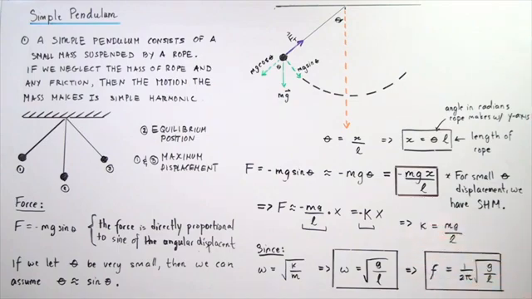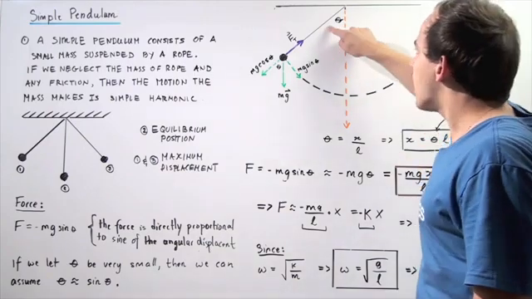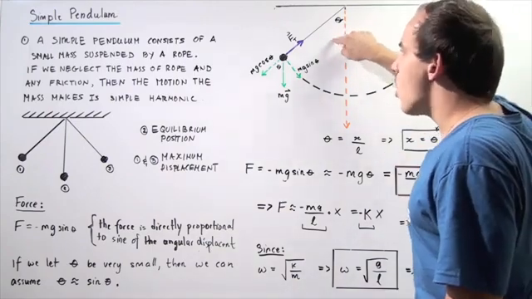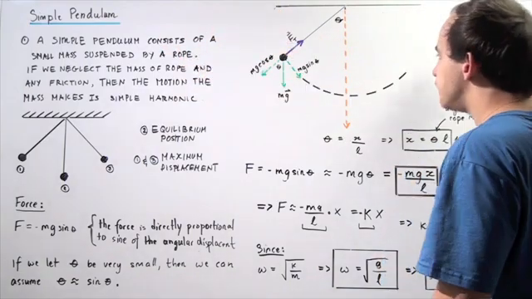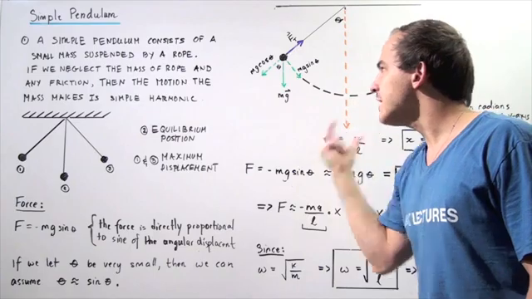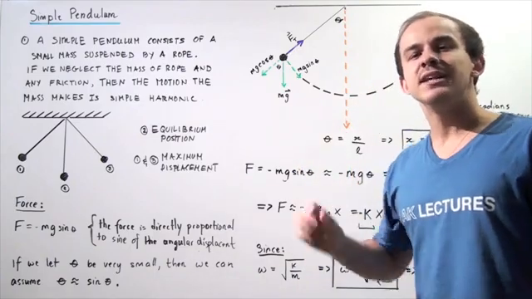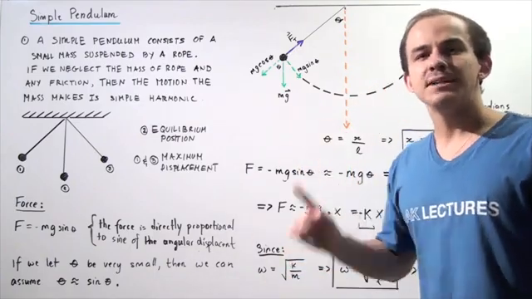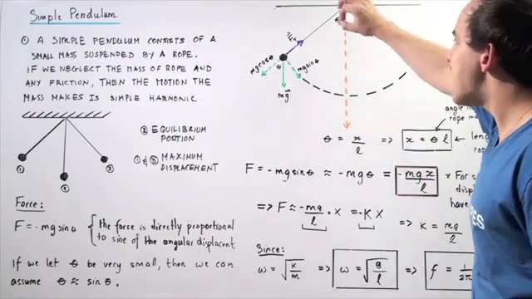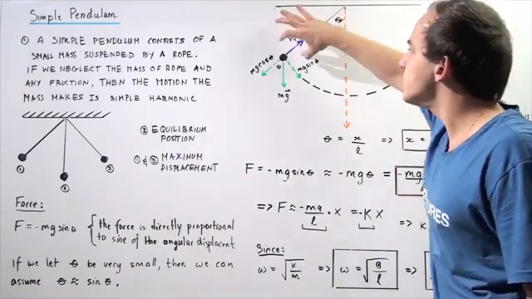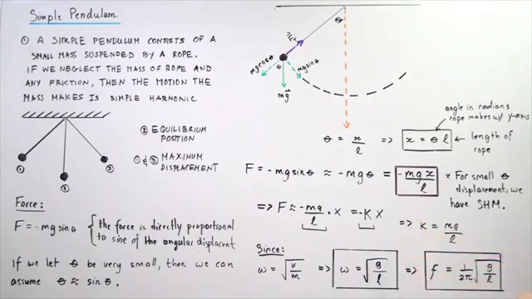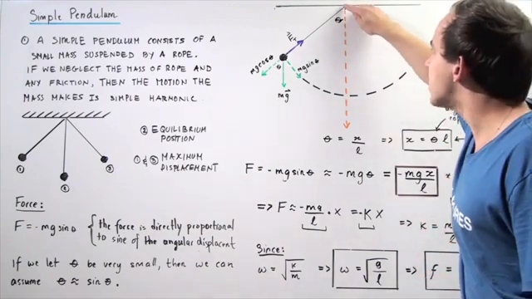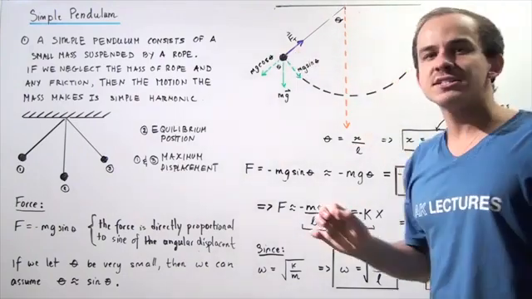So this equation is very important because it tells us that if the angle of our simple pendulum is relatively small, as the pendulum swings back and forth, the actual frequency does not depend on the amplitude, and it does not depend on the mass of the object. So if we have a large mass or a small mass, the frequency will be exactly the same as long as the length of the rope is the same.